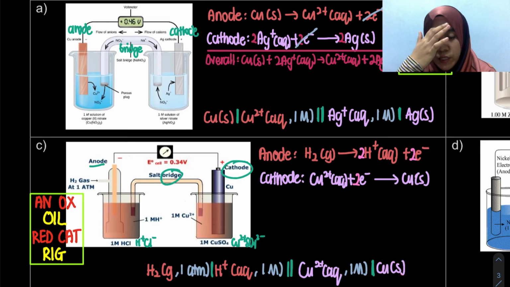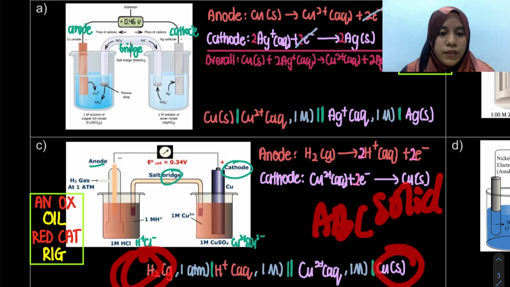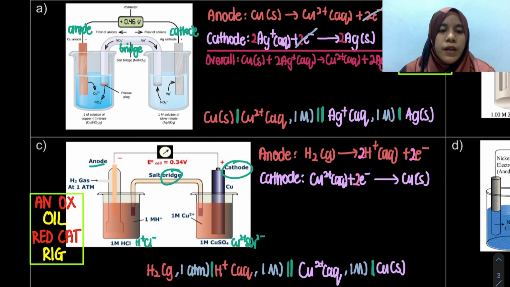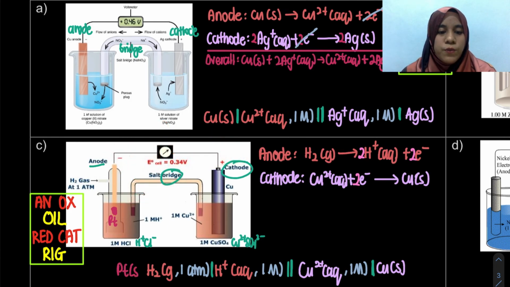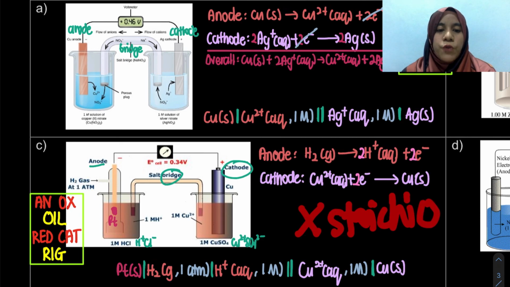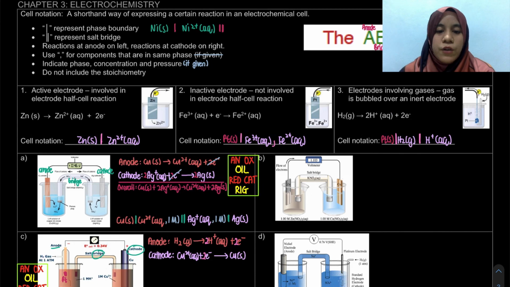But then when we check it again, remember it will start and end with solid. But then here is hydrogen gas. How? Actually for hydrogen, we have our platinum solid, our inert electrode. Example number 3 tadi tu, at the start we learned. So we have to include Pt solid, but since it has different phase, we have to include phase boundary. Okay, so again, remember you don't have to include the stoichiometry. Okay, so for example D, I believe you could try it yourself. So that's it for this video.